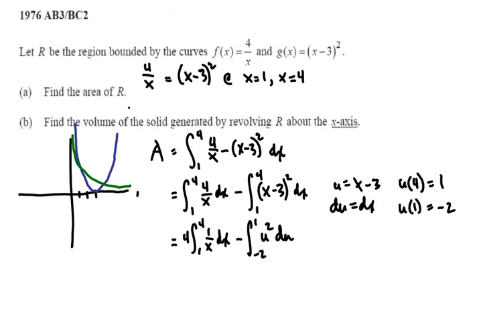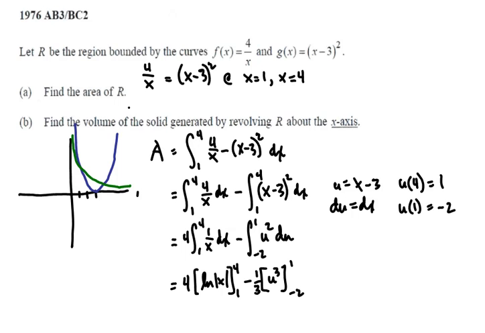And so we have 4 times the integral from 1 to 4 of 1 over x dx minus the integral from negative 2 to 1 of u squared du. And we'll go ahead and integrate those two now. The antiderivative of 1 over x is ln absolute value of x. We get 4 times the difference of ln x evaluated at 4 minus evaluated at 1. I'm going to subtract from that the integral of u squared, which is u to the third over 3, and we can bring out the 1/3.